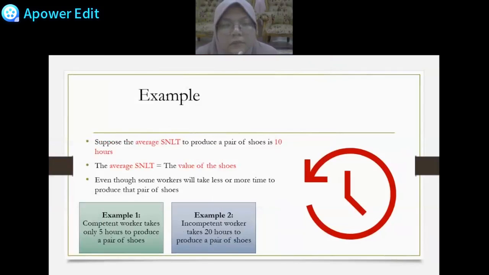Okay, for example, suppose that the average SNLT to produce a pair of shoes is 10 hours. The average SNLT determines the value of the shoes, even though some workers will take less or more time to produce that pair of shoes. Example 1: a competent worker takes only 5 hours to produce a pair of shoes. Example 2: an incompetent worker takes 20 hours to produce a pair of shoes.